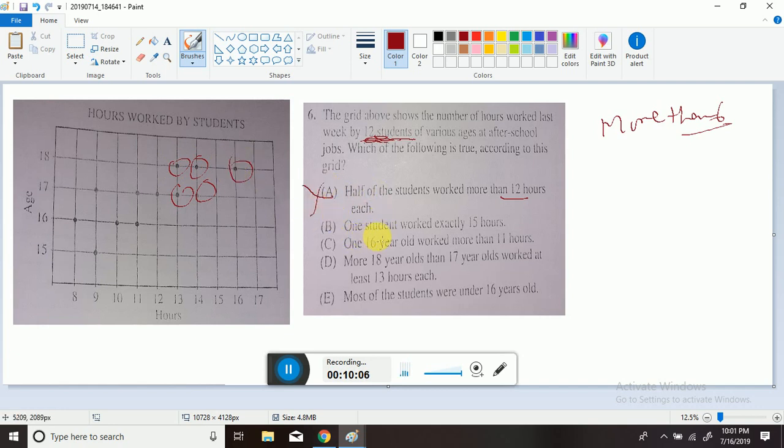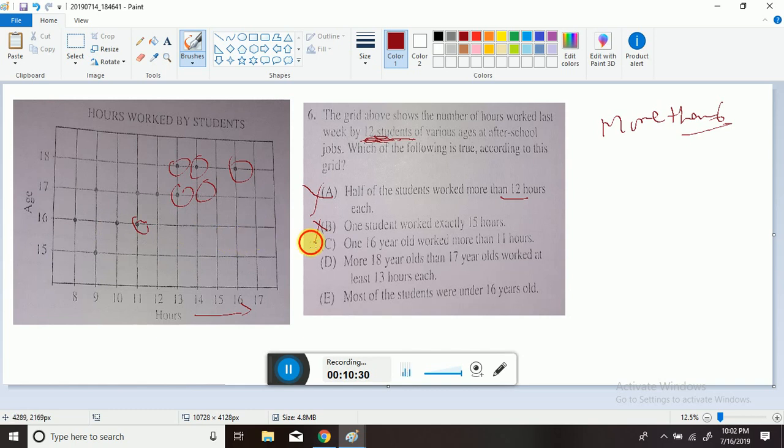Option B: one student worked exactly 15 hours. See here, this is the hour axis, and for 15 hours, none of them are working. So it is also not correct. Option C: one 16-year-old worked more than 11 hours. For 16-year-olds, the maximum is only up to 11. More than 11 would mean 12, 13, 14, not exactly 11.